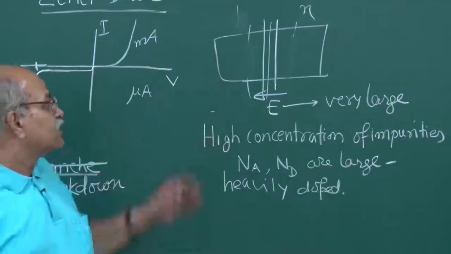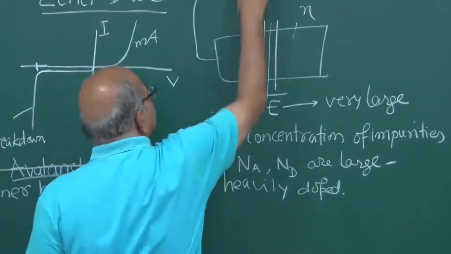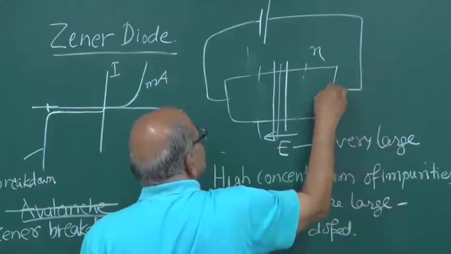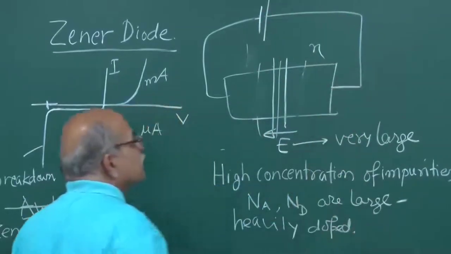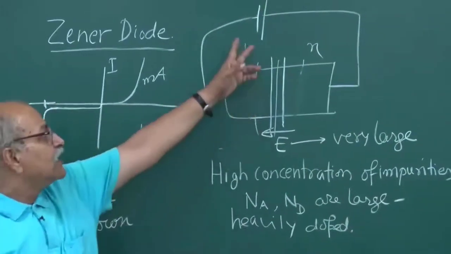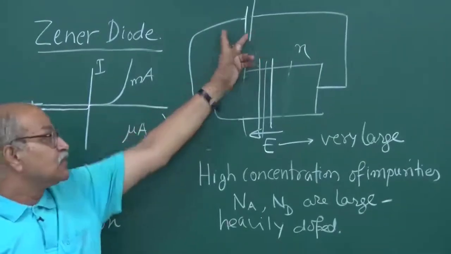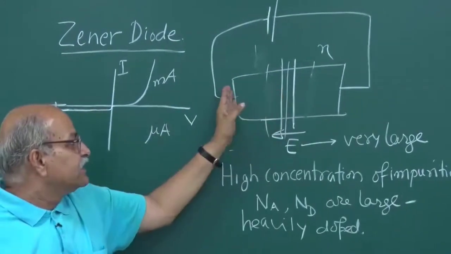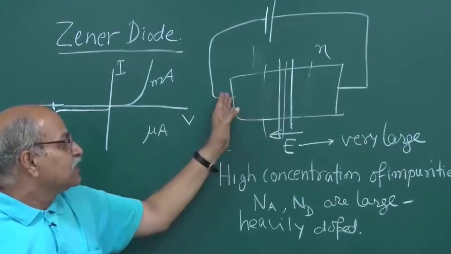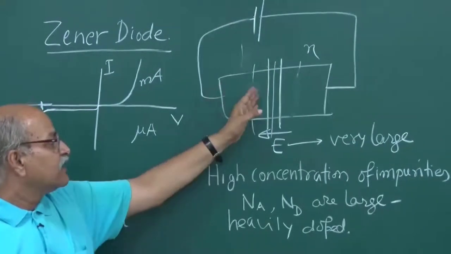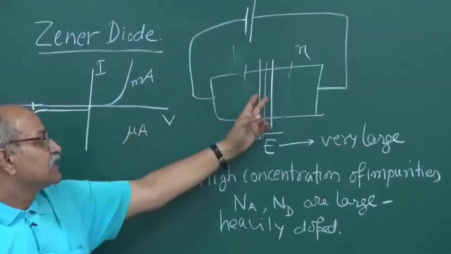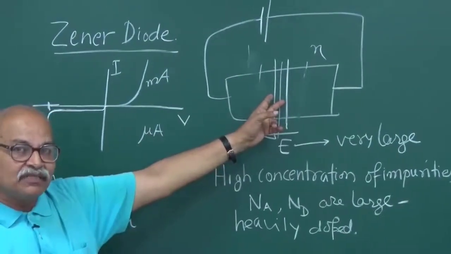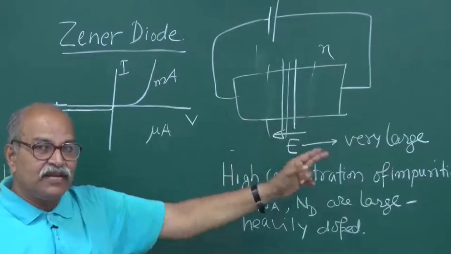If you apply a reverse bias voltage, the P side is connected to negative and the N side is connected to positive, so it is reverse bias. We are applying this voltage over this, and in the region beyond the depletion region, the voltage hardly varies. So this entire potential difference drops across the depletion region, and the depletion region is very, very small. So the electric field will become very high.